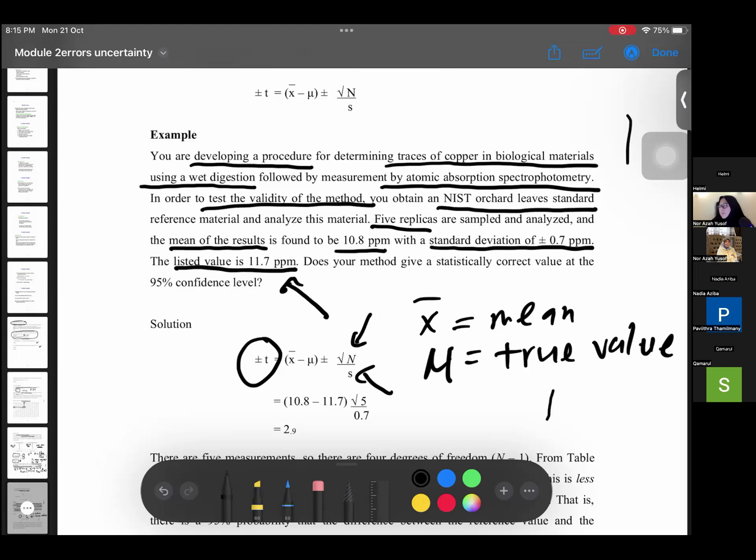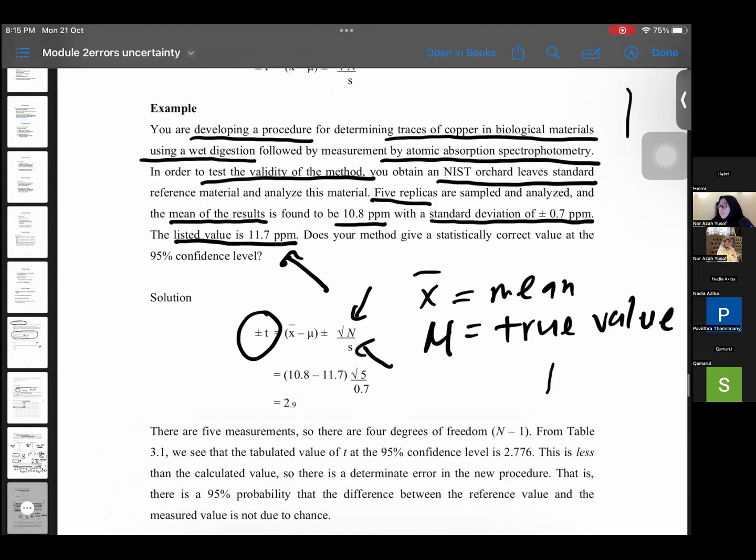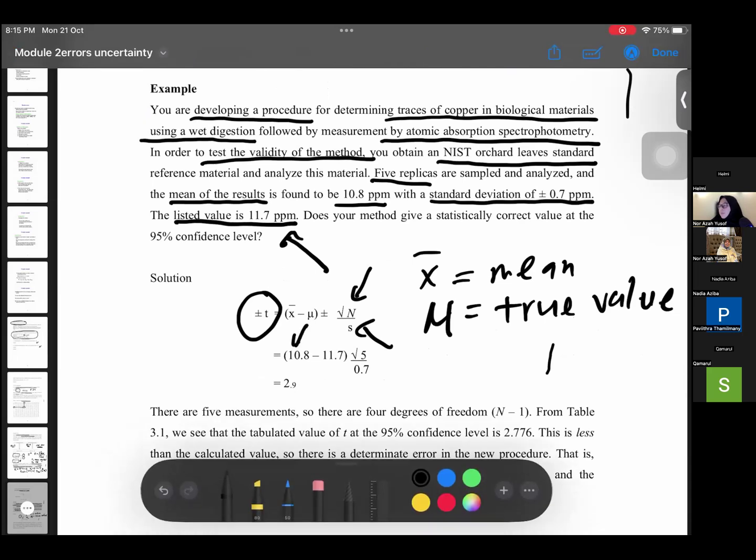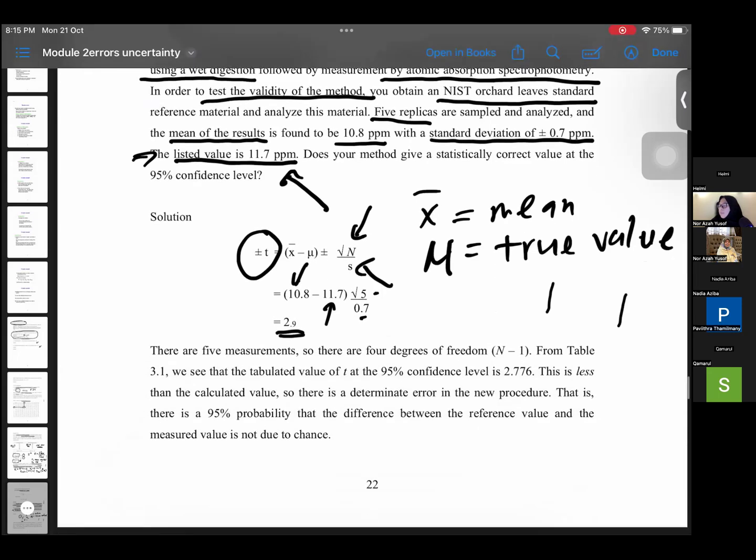So you can see here, we just put everything in, because the question has given 10.8 as the mean and 11.7 as the listed value, and you have 0.7 as the standard deviation and 5 as the sample number. According to the calculation, we have 2.9, or in correct significant figures, 2, 1 significant figure. Right. So how do we solve the conclusion?